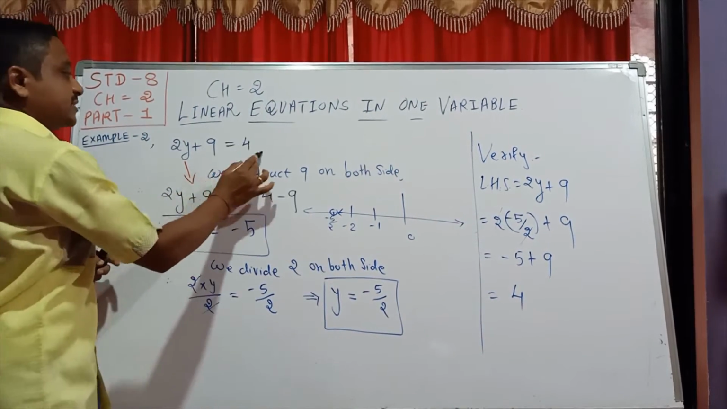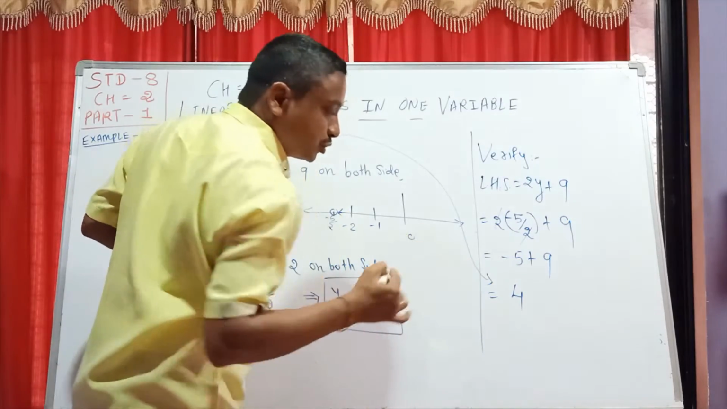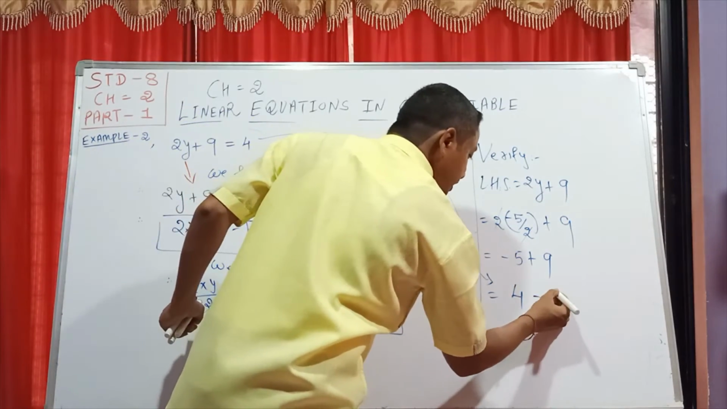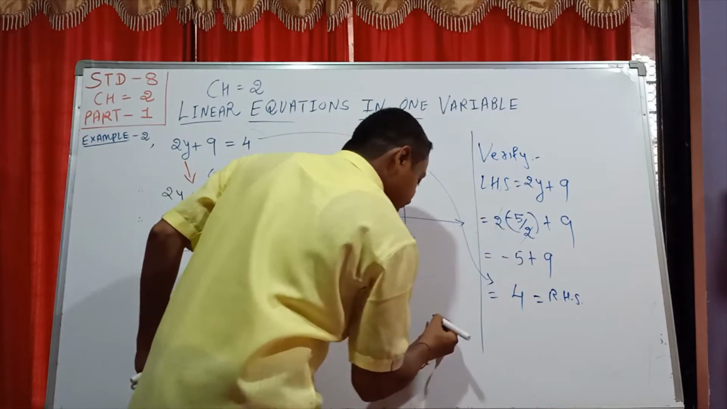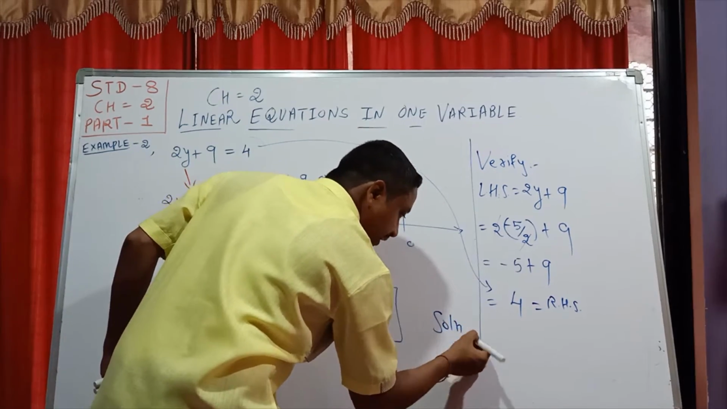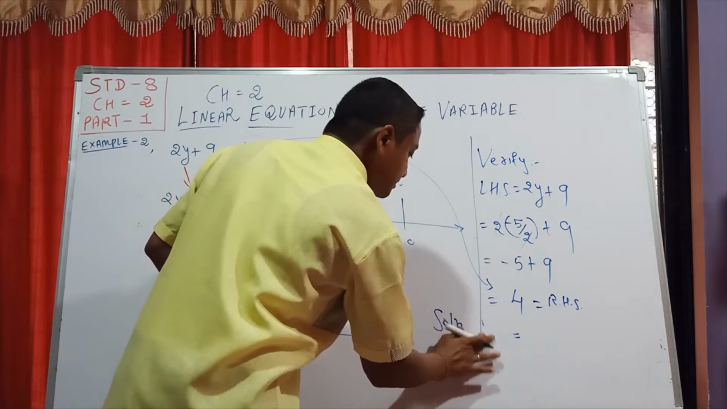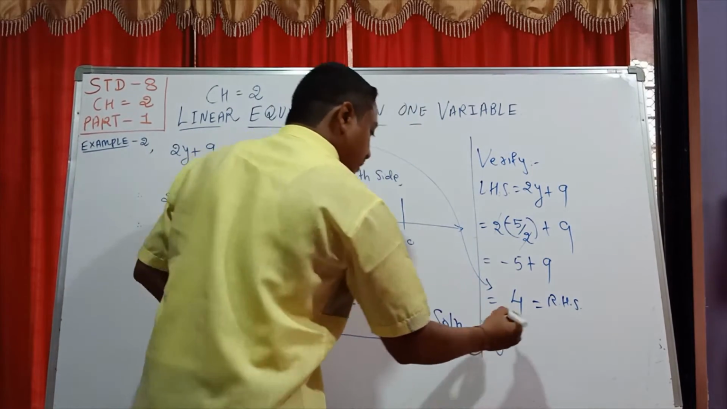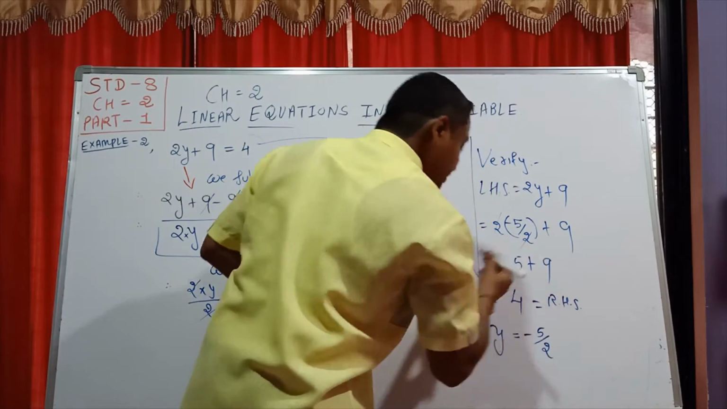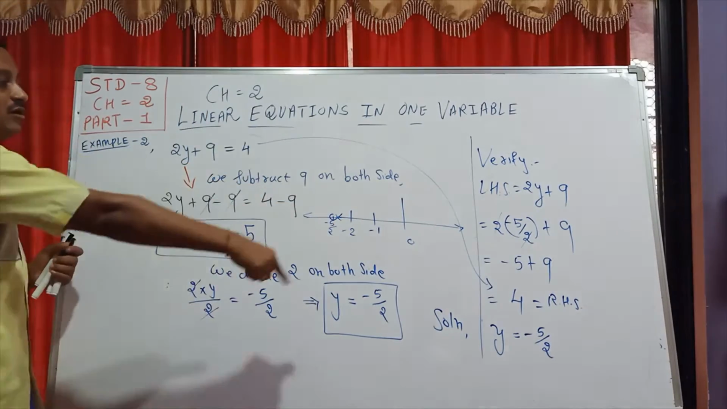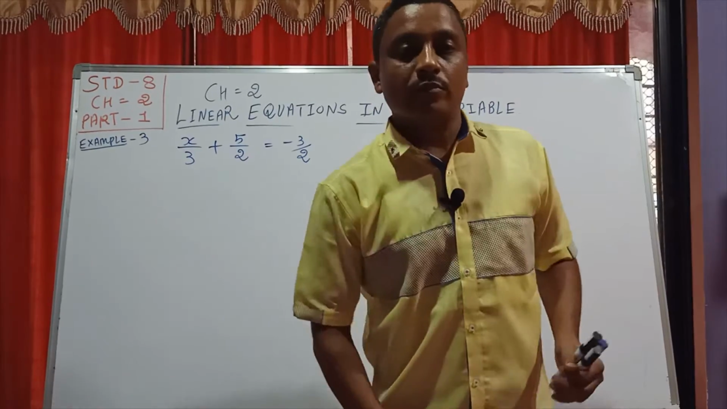Yes, this is your RHS. So my answer is true. So mention here, LHS is equal to RHS. It means correct solution. X is equal to what you get? Yes, sorry, my mistake, it is not x. It is y is equal to minus 5 by 2. And here happily one numerical, students, is easily done.